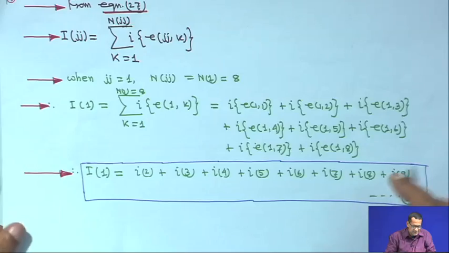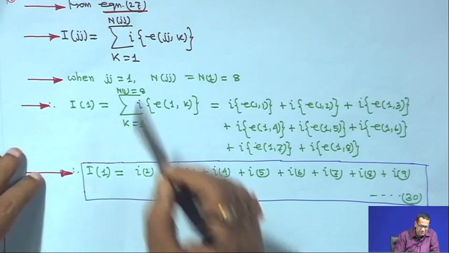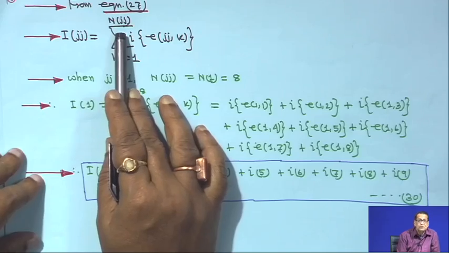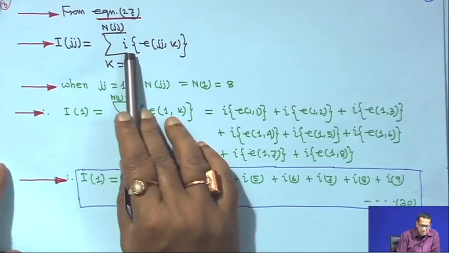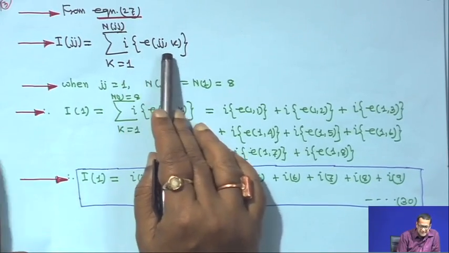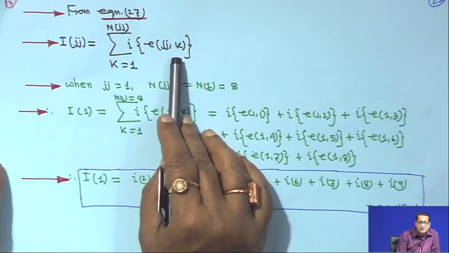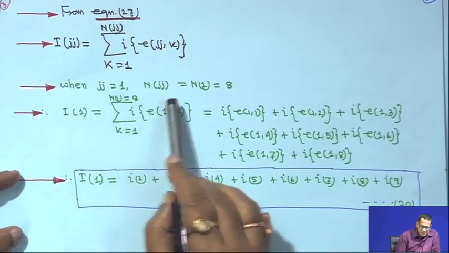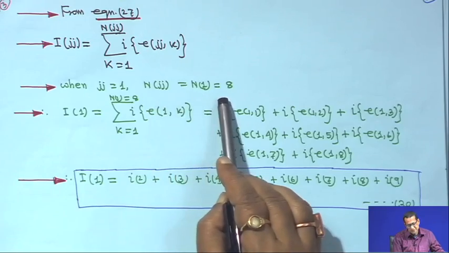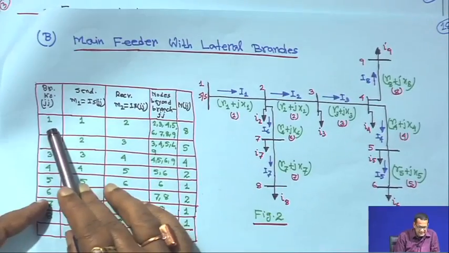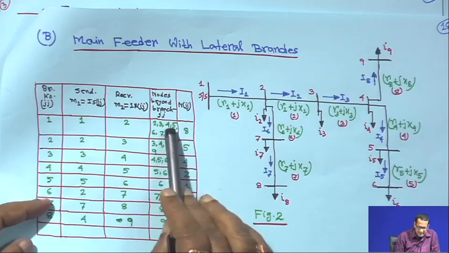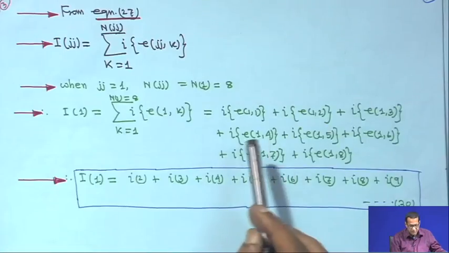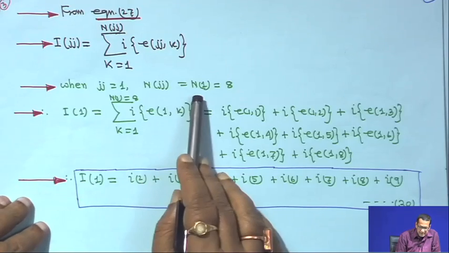So, this branch current, from equation 27, we are rewriting: capital Ijj is equal to the sum over k equal to 1 to njj of small I in bracket Ejjk, because you have to identify all the nodes beyond each branch. Look how you will do this. When jj is equal to 1, we have seen njj is equal to n1 is equal to 8. We have seen when jj is 1, there are 8 nodes, and njj is equal to n1 is equal to 8. Therefore, jj is equal to 1 and n1 is equal to 8.